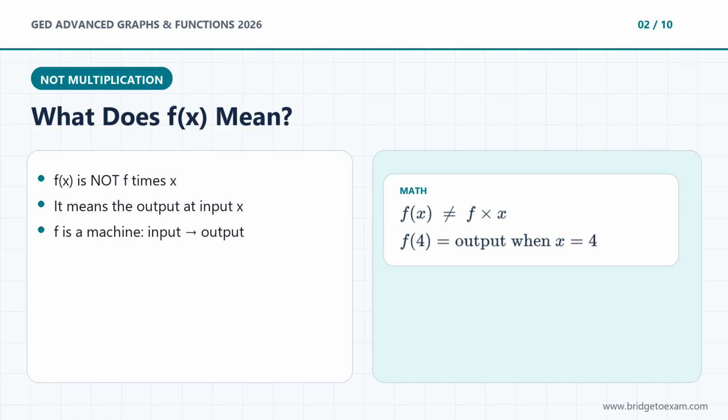First, a warning that saves points. The symbol f of x does not mean f times x. The parentheses here mean the output of function f for the input x. So think of f as a little machine. You feed in a value and it hands back exactly one output. So f of 4 simply asks, what does the machine give when the input is 4?